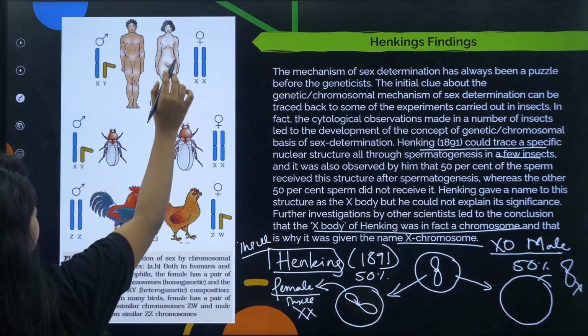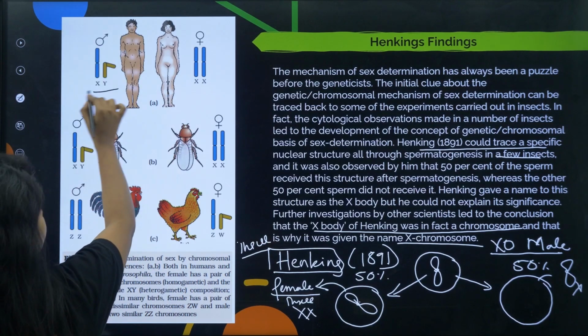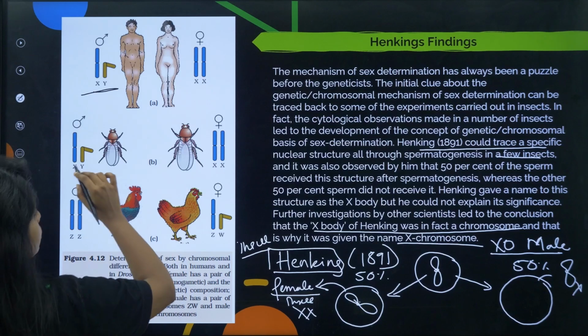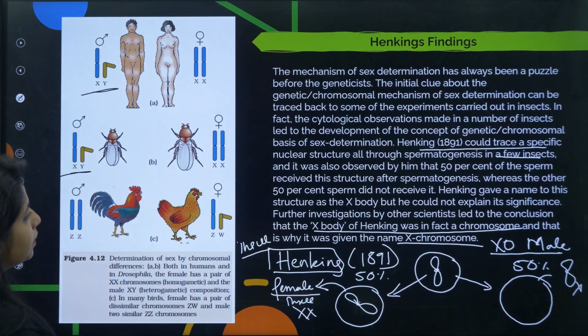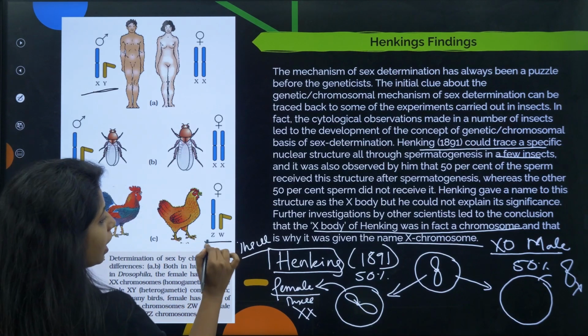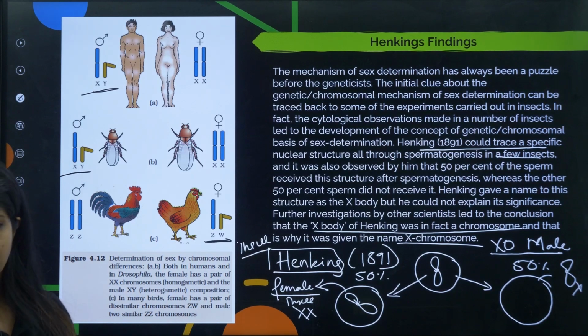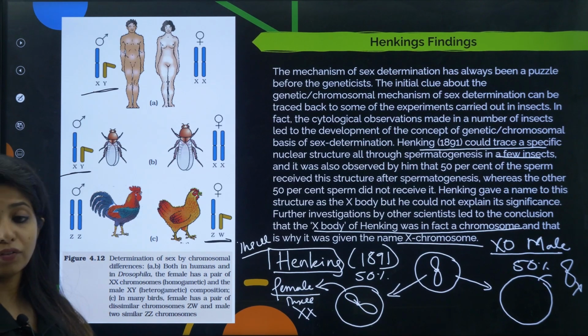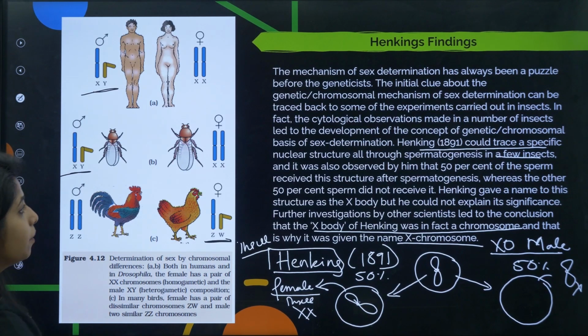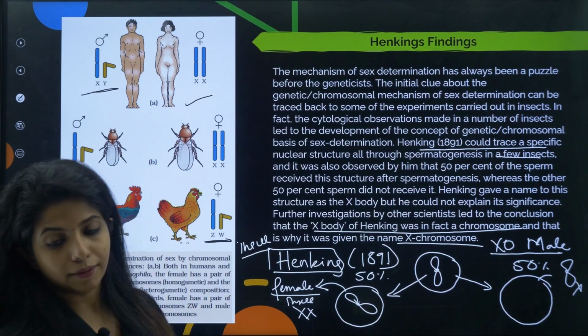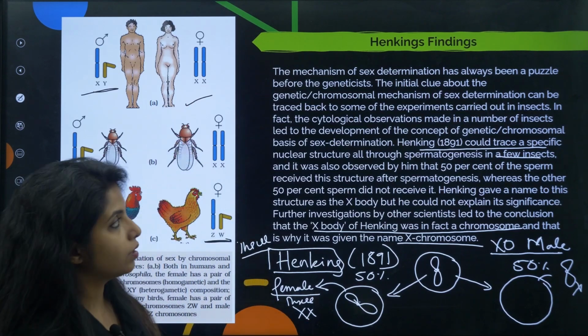In the case of human beings, you have male heterogamety. Similarly, in Drosophila also you have male heterogamety, whereas in the case of hen and others you have female heterogamety. In the case of grasshopper, again it is male heterogamety, but it is XO type, not the other type.